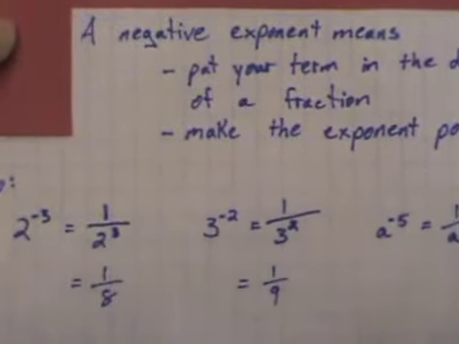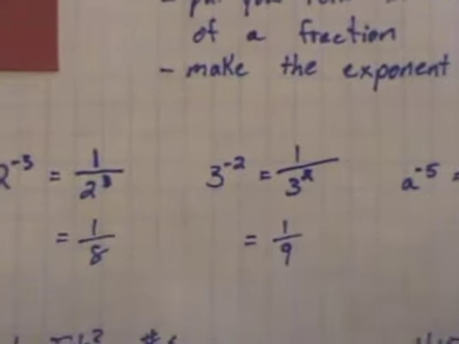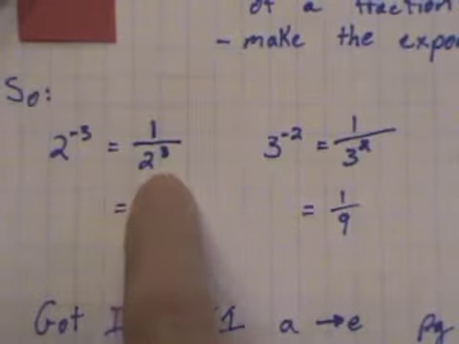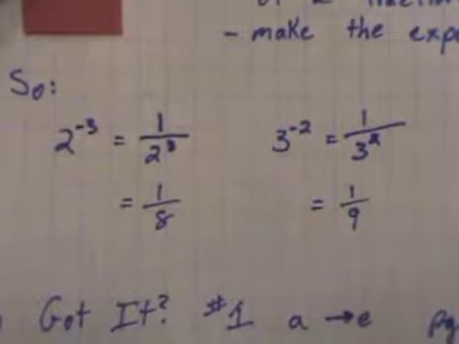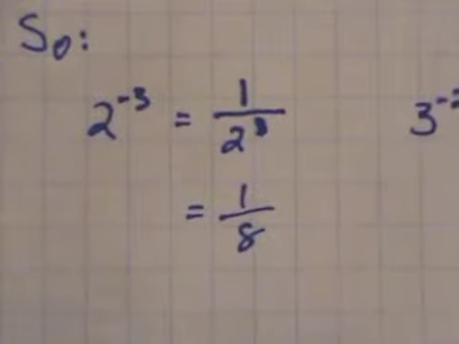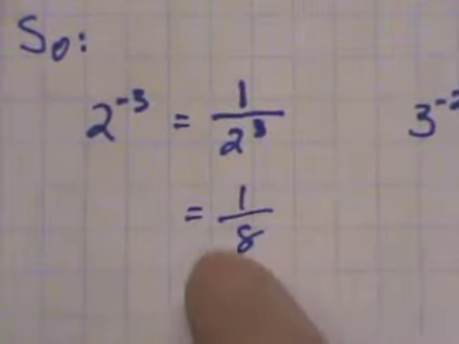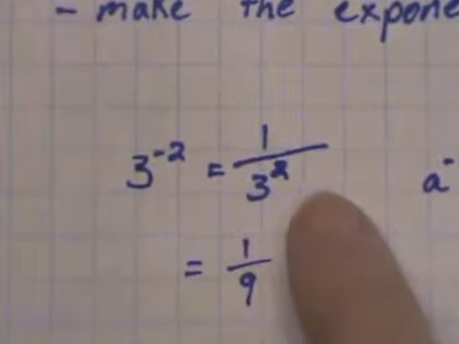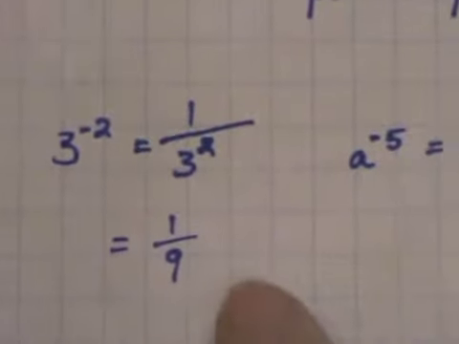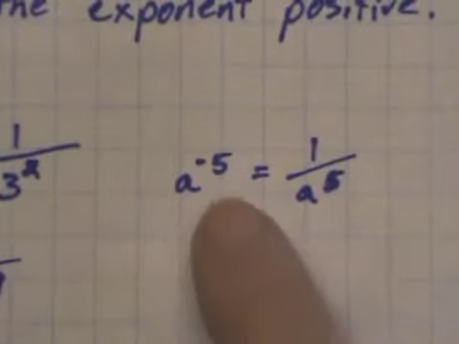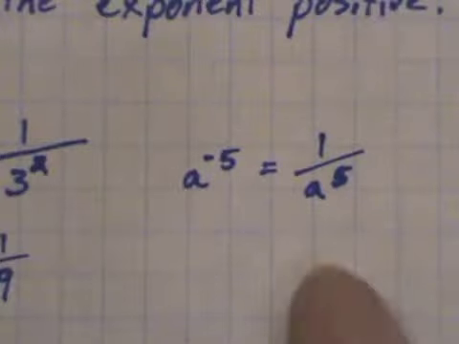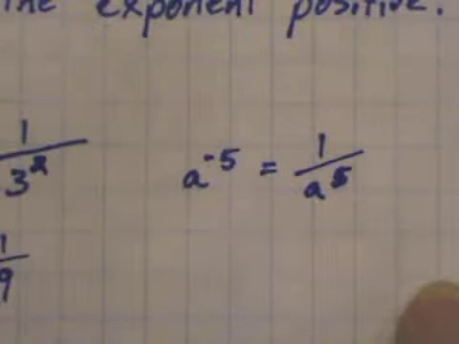Okay? 2 to the negative third. First, put this in the denominator of a fraction, and second, make your exponent positive. So 2 to the negative third becomes 1 over 2 to the third. And if you simplify that further, it becomes 1/8. 3 to the negative 2 becomes 1 over 3 squared, which of course is 1/9. If we move to working with variables, a to the negative fifth means 1 over a to the fifth, and you can't do anything else to that because you don't know what a is.